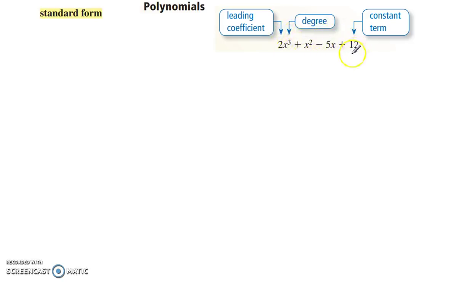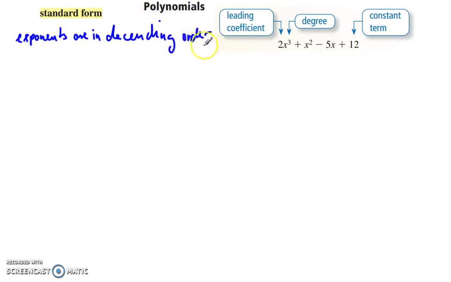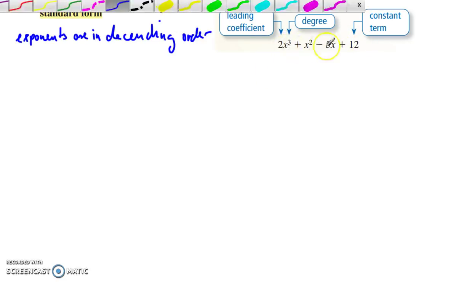So this one has 4 terms, and it's in standard form when the exponents are in descending order. All right, so notice here we have 3, then 2, then technically 1 here, and we could pretend like this is an x to the 0 power, right? 3, 2, 1, 0. So the 0 is implied if there's no variable, the 1 is implied if there is a variable.